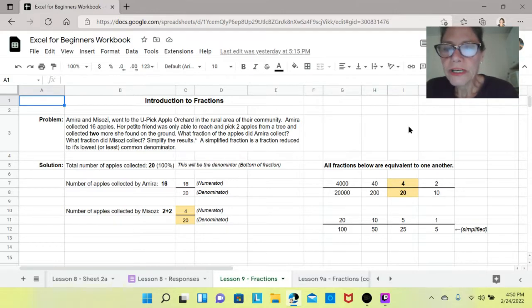So I'll read the word problem. Amira and Misozi went to the U-Pick apple orchard in the rural area of their community. Amira collected 16 apples. Her petite friend was only able to reach and pick 2 apples from a tree and collected 2 more she found on the ground. What fraction of the apples did Amira collect? What fraction did Misozi collect? Simplify the results. A simplified fraction is a fraction reduced to its lowest or least common denominator.